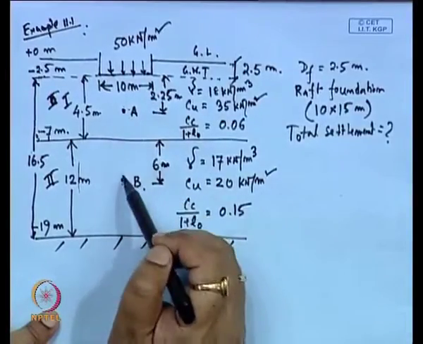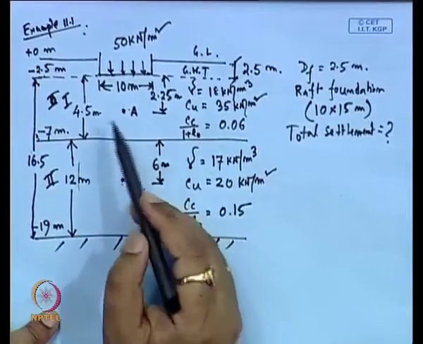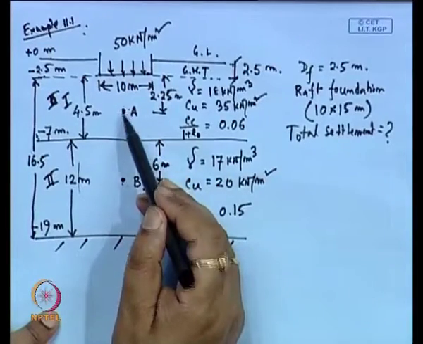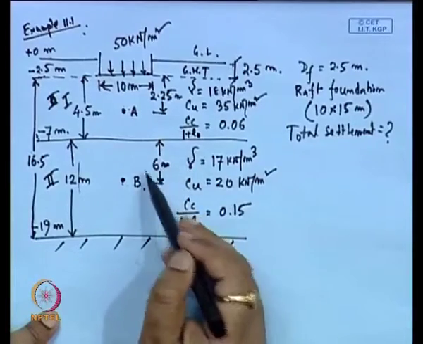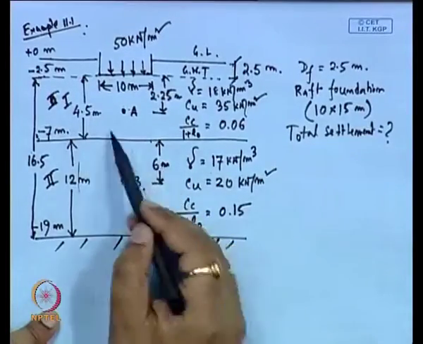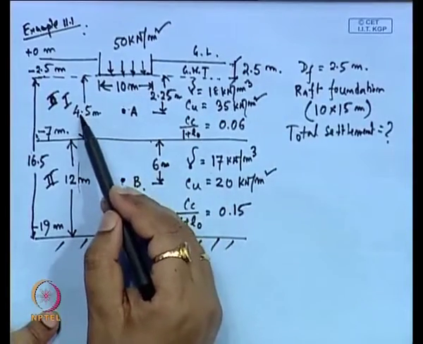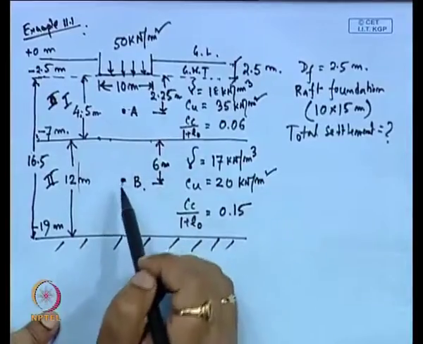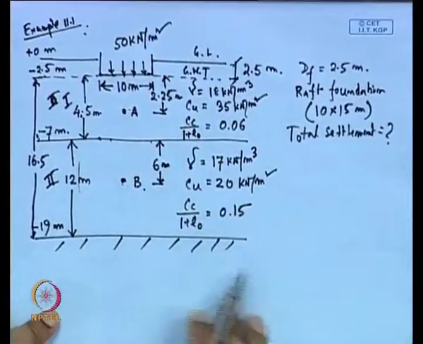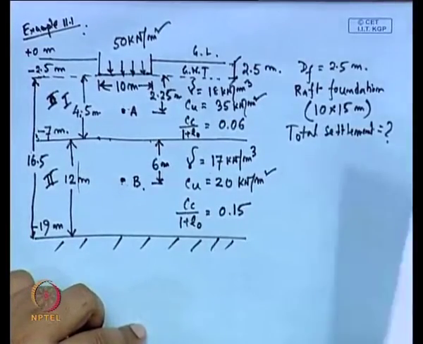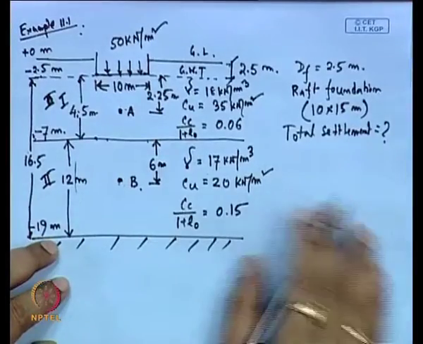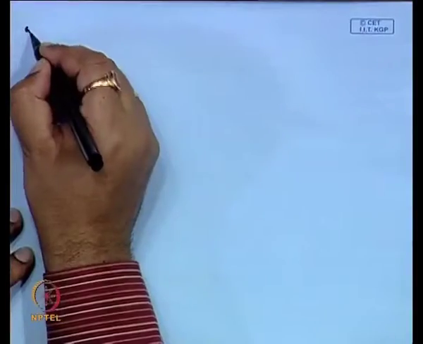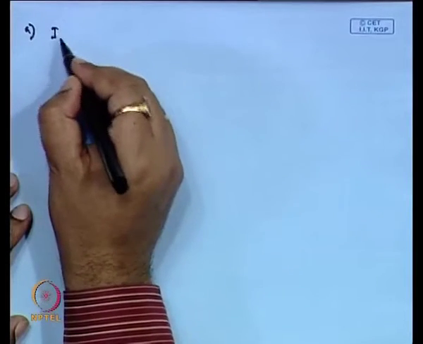With these 2 points we will calculate the consolidation settlement. Point A is 2.25 meter from the base of the footing, and point B is 6 meter from the top of the second layer, or 10.5 meter from the base of the footing. It is 4.5 meter from the base of the footing to the top of the second layer, and from the top of the second layer it is 6 meter. So, the total will be 10.5 meter from the base of the footing. First we will calculate the immediate settlement of this foundation, then we will calculate the consolidation settlement, and then the corrections.